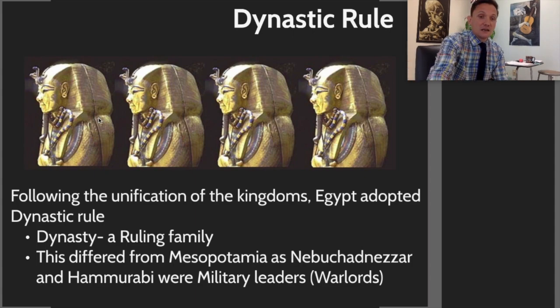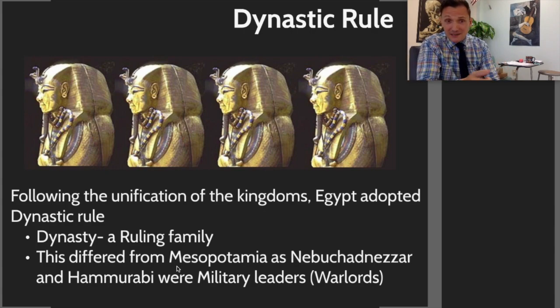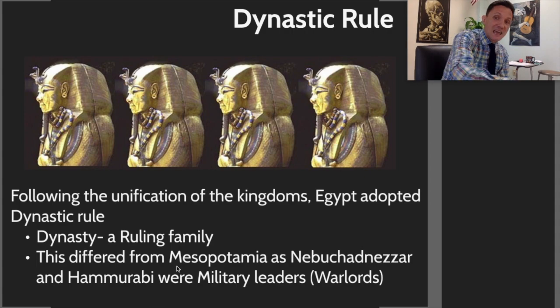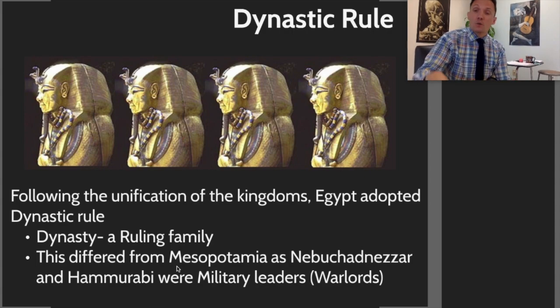So this is going to differ, though, majorly from Mesopotamia because people like Nebuchadnezzar and Hammurabi and Sargon the Great and all these other individuals were warlords. They had organized militaries and taken the Fertile Crescent over, right? Whereas these dynastic rulers' family lines would just kind of change over time, right?